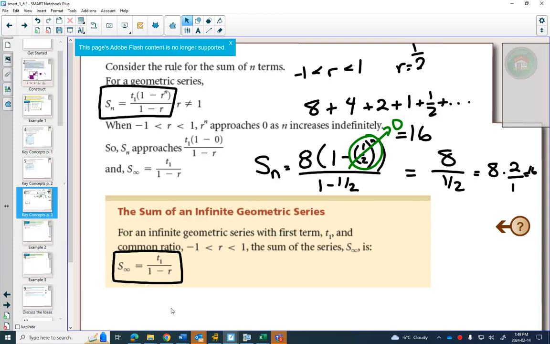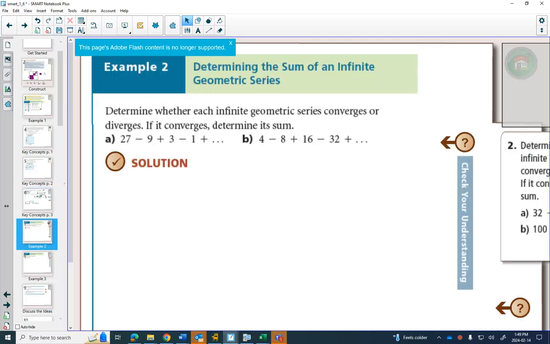But it only works if your r value is between -1 and 1. In other words, sometimes this is written this way: the absolute value of r is less than 1. Because whether it's positive or negative, the fraction itself has to be a fraction less than 1. Because if it's less than 1 and you multiply it a ton of times, it'll eventually get close to 0. So we can go to our second example here.